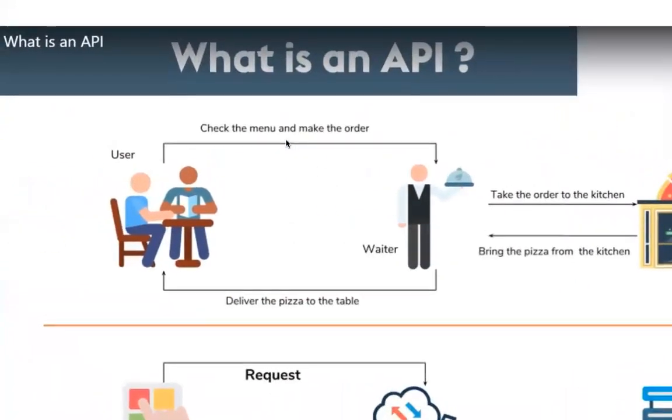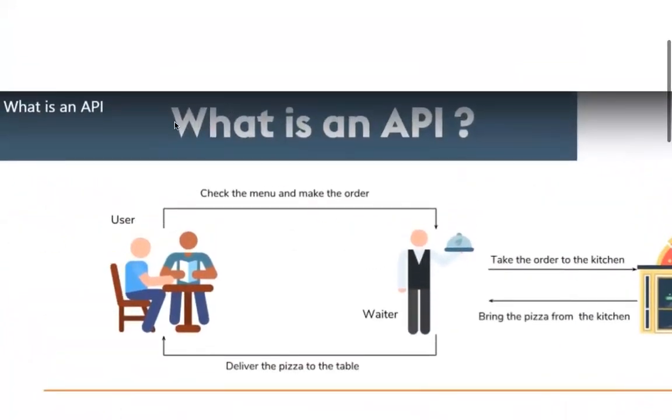Okay. So what is an API? API is nothing but application programming interface. Without knowing this API, you use it in so many places. You have already used so many APIs, but you don't know that you used an API. So let me provide you a few examples.